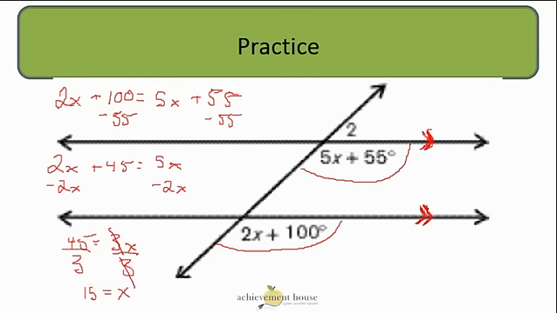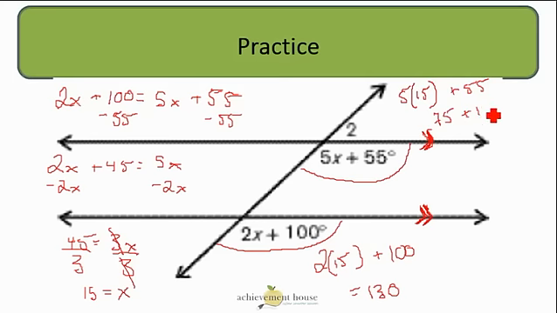Again, if I substitute my answer back into the two expressions, they should be the same angle measurement. So 2 times 15 plus 100. 2 times 15 is 30, plus 100 is 130. Up here, 5 times 15 plus 55. 5 times 15 is 75 plus 55, which when you add them together you get 130.